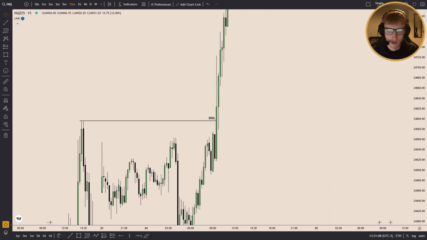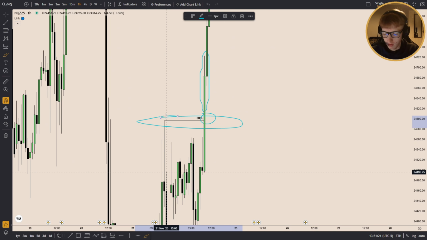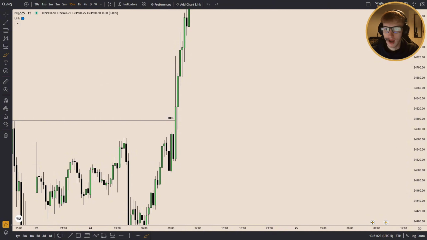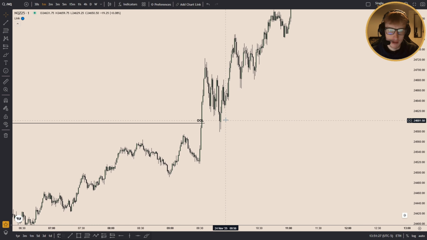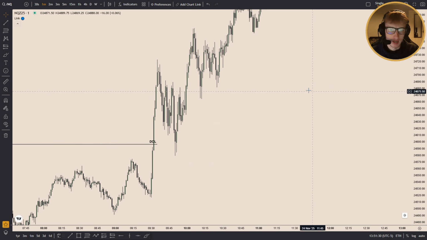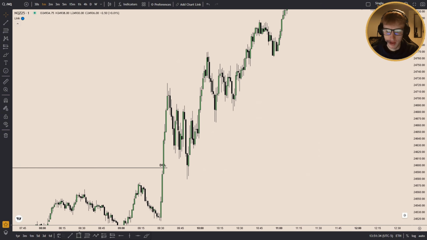So as you can see here, we have this really nice rejection wick after sweeping this high. And obviously on the hourly time frame, at the time, we were down here. There was a massive wick sweeping this hourly high, right? So it was a super nice delivery. As you can see, we came back down. And then what we did is we came back up, we retraced the 50% of this leg, came back up, and then we re-manipulated above this high.